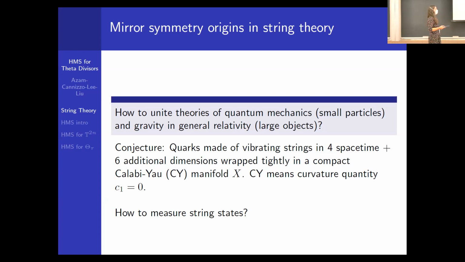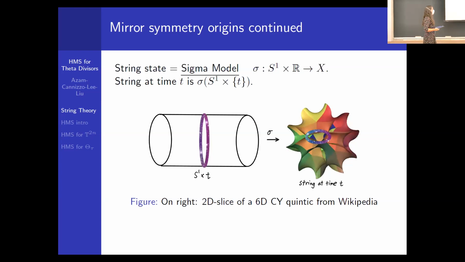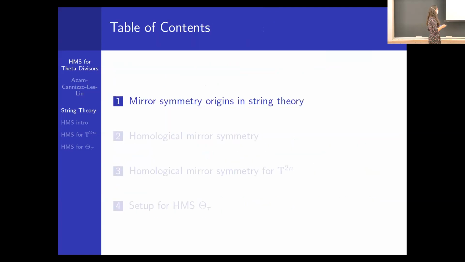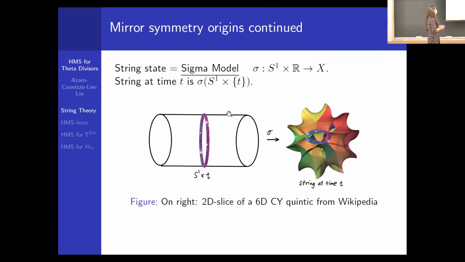So this hasn't been verified from a physical standpoint, but there's a lot of very interesting math that came out of this. And physics has now expanded to looking at quantum field theories more generally. So how do we measure the physics of a string? The idea is we have something called a sigma model, which is a map from a Riemann surface, here I've drawn a cylinder, onto the target Calabi-Yau manifold X. So as you move along the cylinder, the image under the sigma model is where that string is at time t. So we have this rainbow Calabi-Yau manifold on the right here. It's a 2-dimensional slice of something 6-dimensional.